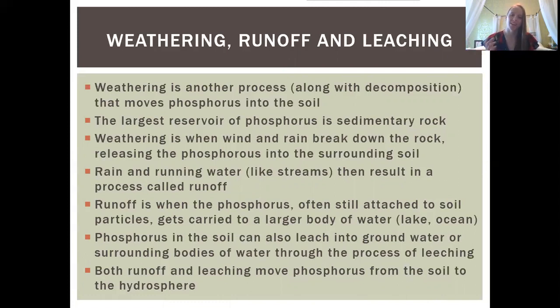And then rain and running water like streams result in a process called runoff, where the phosphorus, which is still attached to the soil particles, gets carried down the body of water until it reaches a larger body of water like a lake, ocean, or pond. Phosphorus can also leach into groundwater or surrounding bodies of water like lakes from the soil through a process called leaching. Both runoff and leaching move phosphorus from the soil to the hydrosphere.